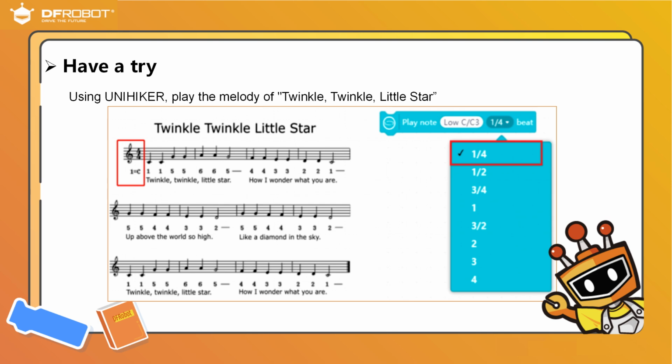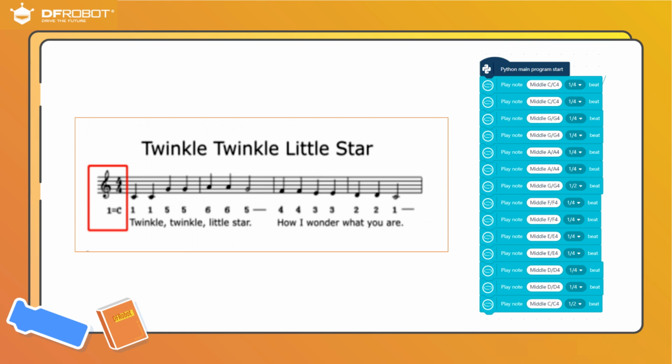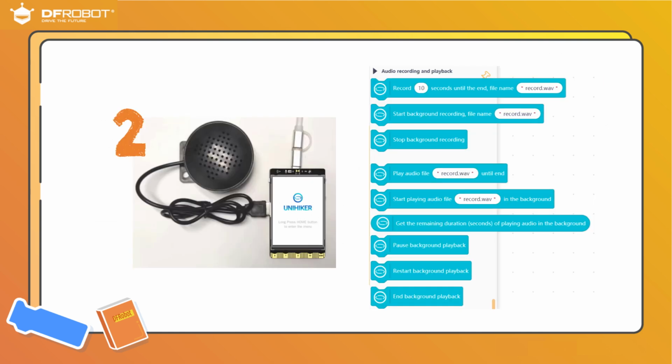Next, let's do a simple exercise. You can try using UNIHIKER's built-in buzzer to write and play the first two lines of Twinkle Twinkle Little Star. Please feel free to hit pause, go back to Mine Plus, and spend a few minutes to complete this mini exercise. This is our complete reference program. All you need to do is to choose the corresponding notes and beats according to the melody.